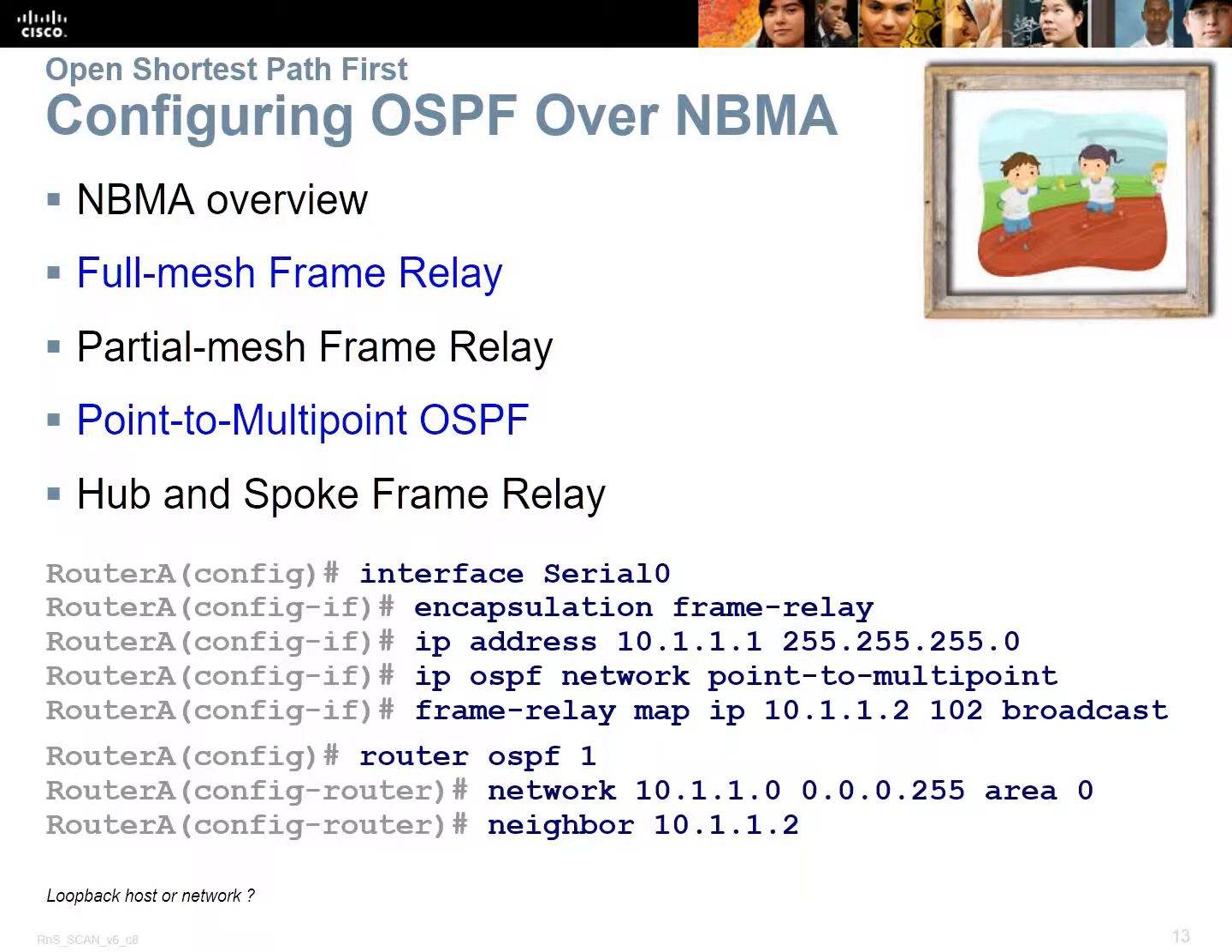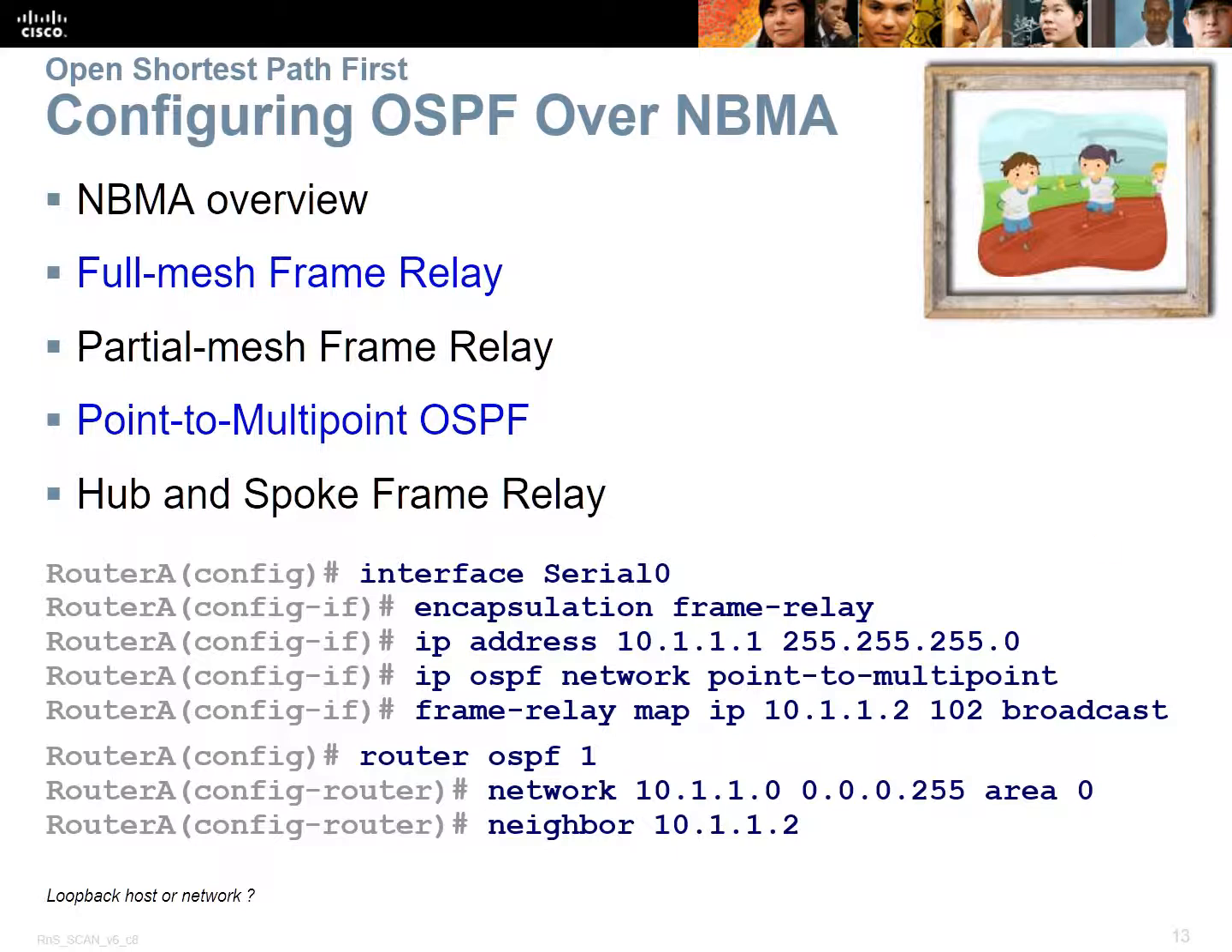So we don't spend a lot of time on frame relay, unfortunately. I love frame relay and I really miss it. But in the real world, you may well come across frame relay. Now, frame relay by default does not support broadcast, and in fact, it doesn't even support multicasts.